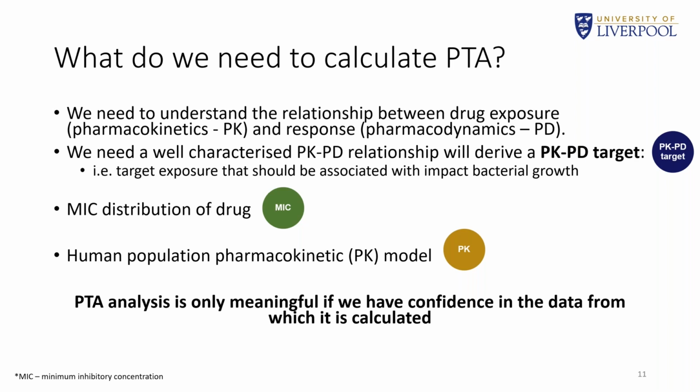So what we need is a well-characterized PK/PD relationship, and that's going to derive a PK/PD target. So that target exposure is going to be associated with that impact on bacterial growth. We also need to understand the MIC distribution of the drug, and we need to understand human pharmacokinetics. So we need a human population pharmacokinetic model. However, even if we have all of that, our PTA analysis is only meaningful if we have confidence in the data from which it is calculated.